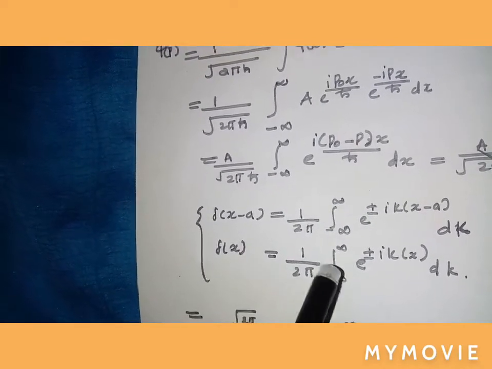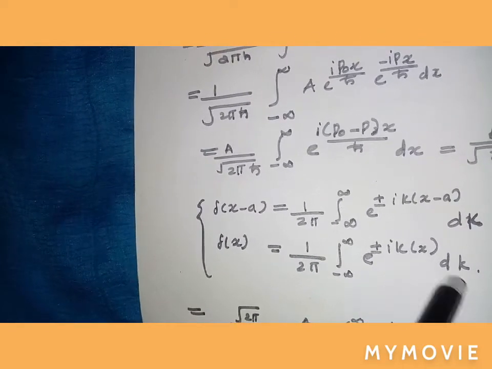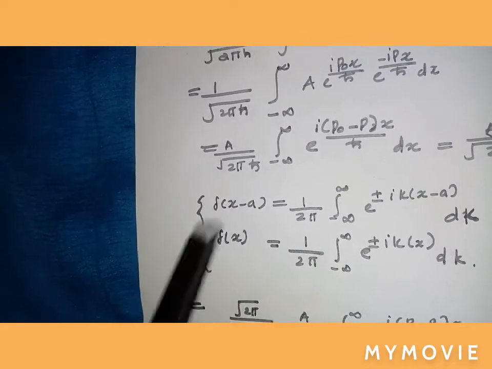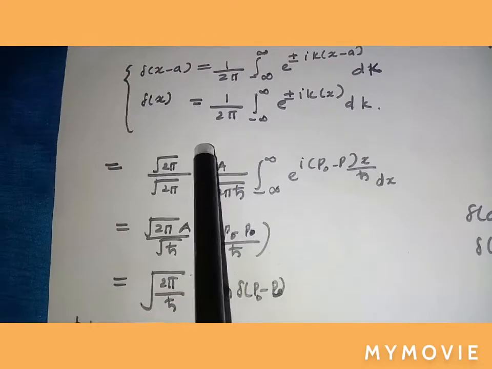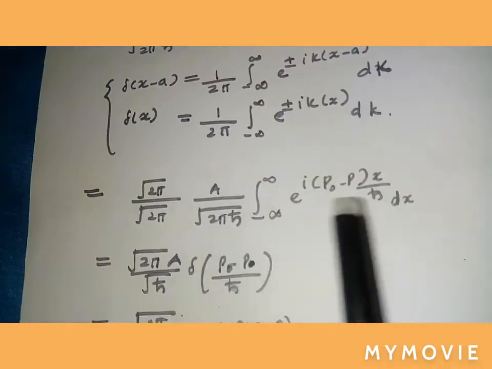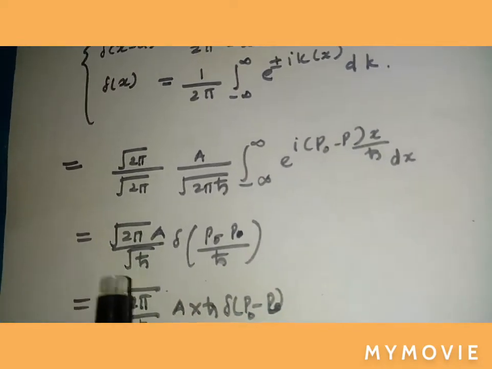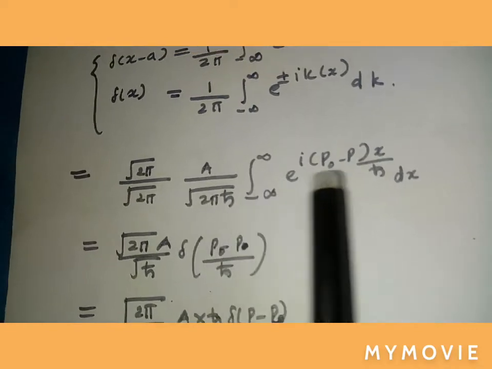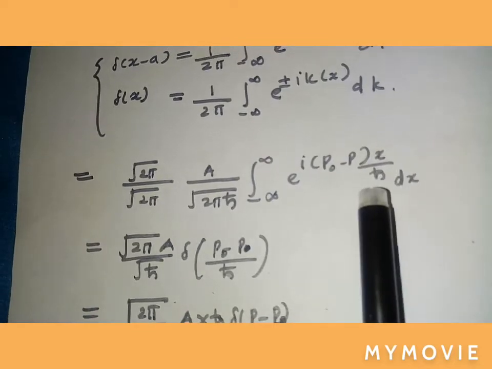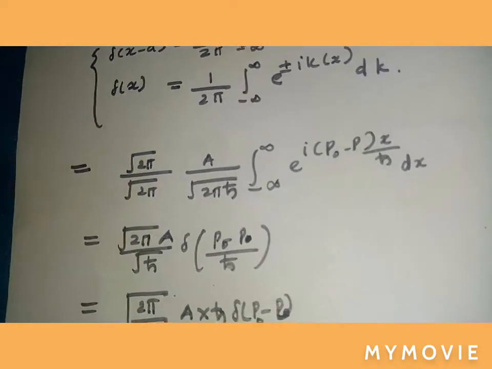Delta of x is equal to 1 by 2 pi integral minus infinity to plus infinity e raised to minus or plus i k x dk. Okay, so we know this formula, and we convert it into the form of a Dirac delta. We multiply with under root 2 pi and divide by root 2 pi, so we make it in the form of the Dirac delta. So A by under root h, root 2 pi into root 2 pi, into the integral of minus infinity to plus infinity e raised to i (p naught minus p) x divided by h cut dx, can be changed to delta of (p naught minus p) divided by h cut.